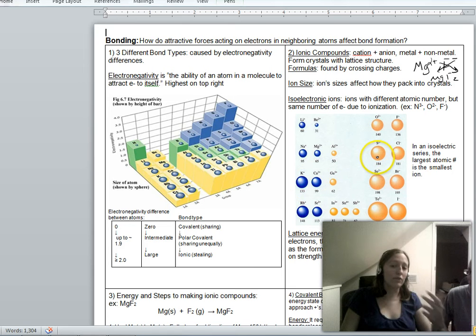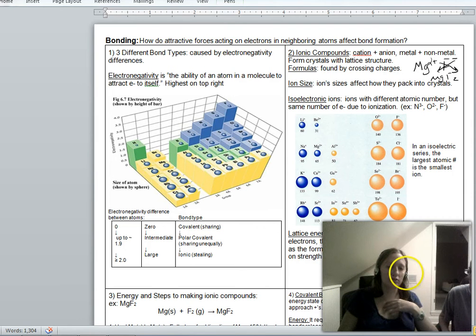The one that would have the larger lattice energy would be the one that's smaller. So that's going to be sodium oxide. You're going to get more energy out of making sodium oxide than you are from potassium sulfide, because you end up with a smaller R, and so a bigger lattice energy.